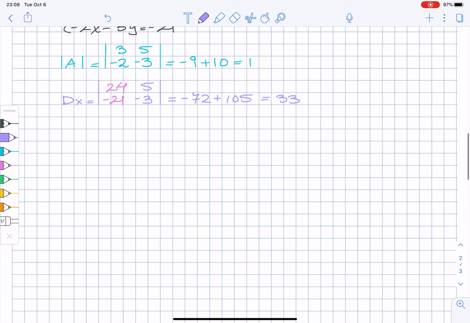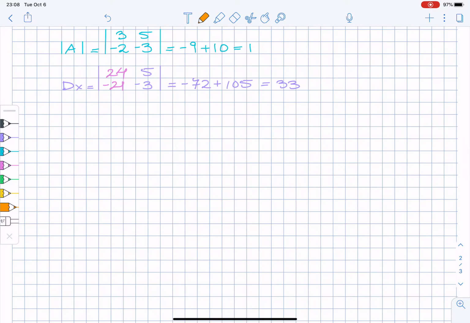So capital D sub, did I do that correctly? 24 times 3 is 60, and 12 is 72, plus 105. Yeah, okay. So 105 minus 72 is going to be 33. Yeah, okay, good. Just making sure. So D sub y will be the determinant. Now we're going to keep the x column 3 and negative 2. But the y column now will be swapped out with 24 and negative 21.